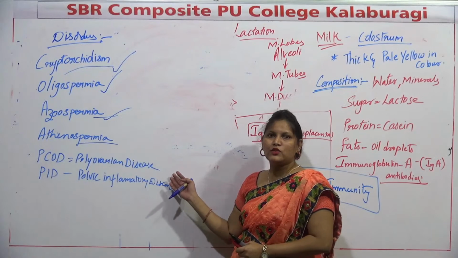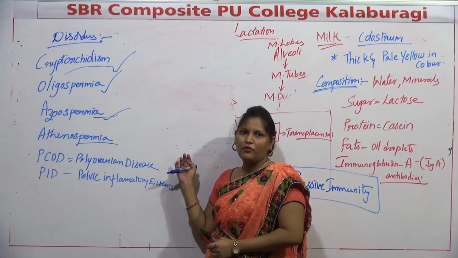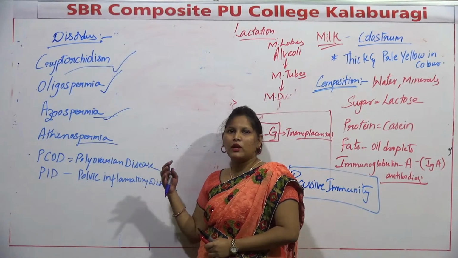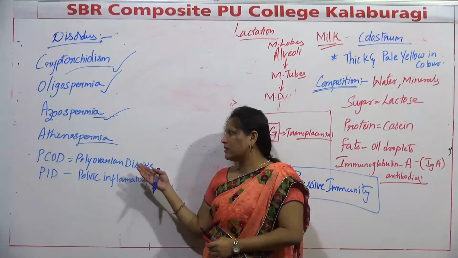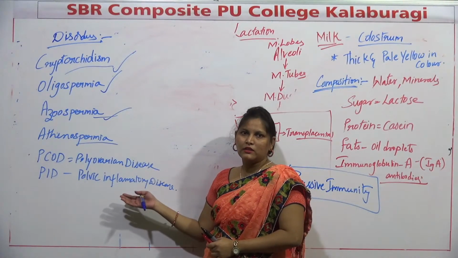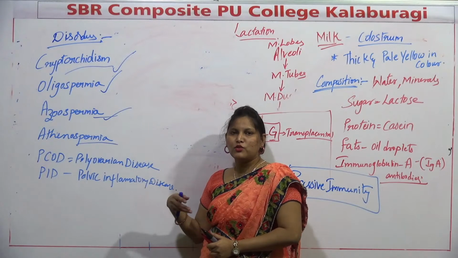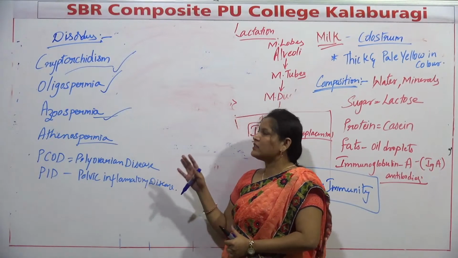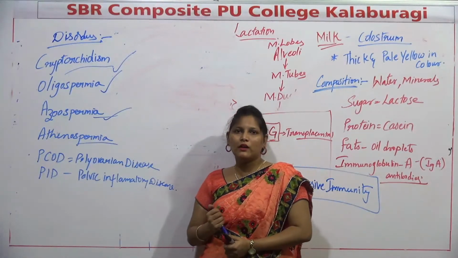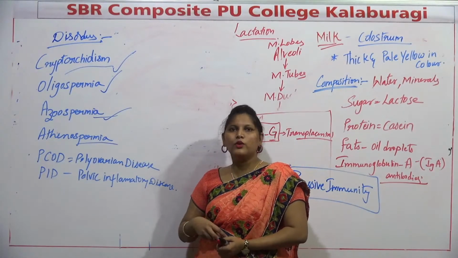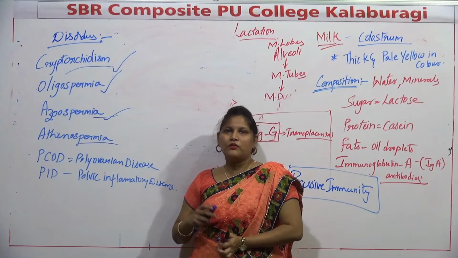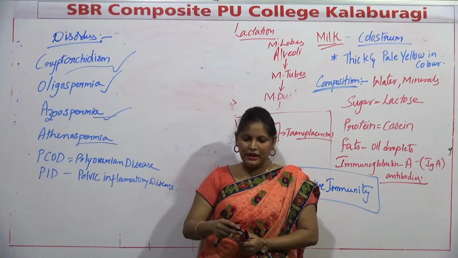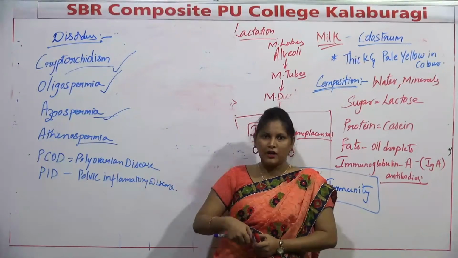And PCOD in case of females, polycystic ovarian disease, which leads to irregular menstrual cycles. And PID, pelvic inflammatory disease, due to underlying infections in case of females. These are certain disorders that are concerned with the human reproductive system. So with this, we have completed the entire chapter of human reproductive system.